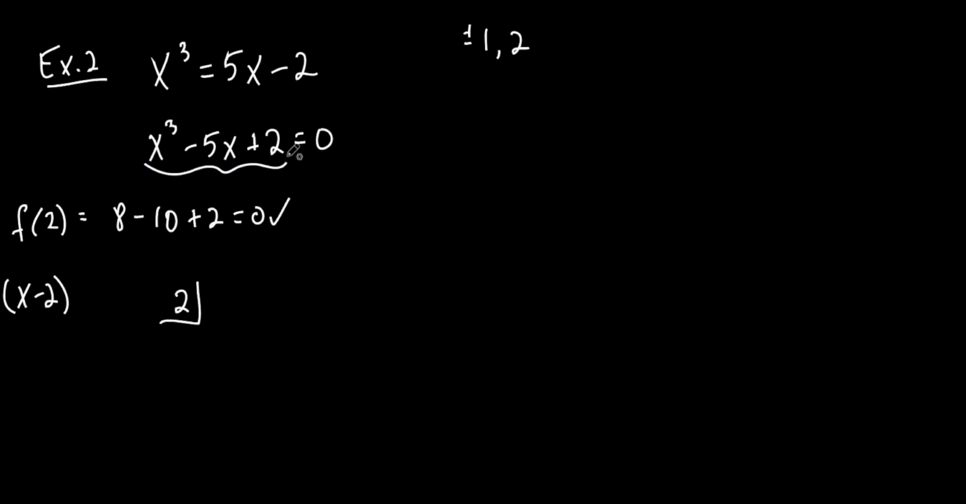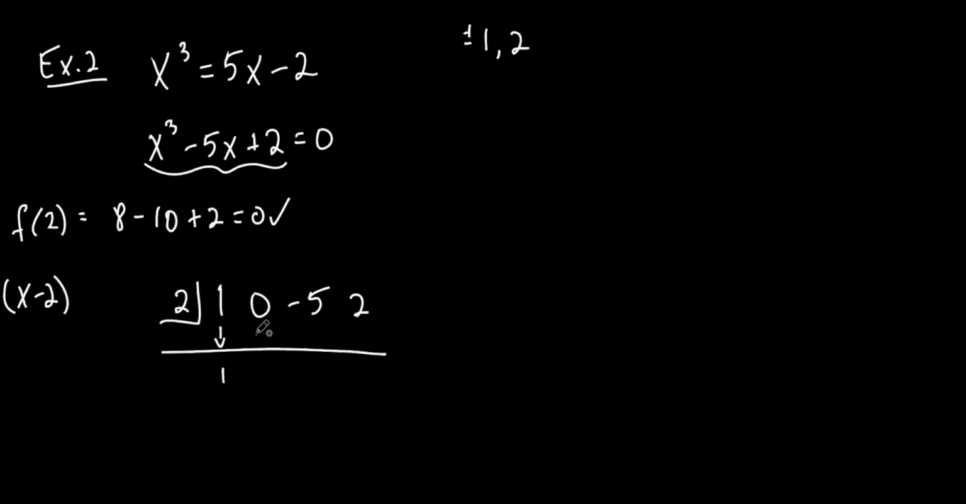Again, we're using this because we're dividing by x minus 2. So what are my coefficients? 1, put a 0, because you need an x squared in there, don't you? So you need the 0 there, and then you can go negative 5 and 2. Let's find out what we got.